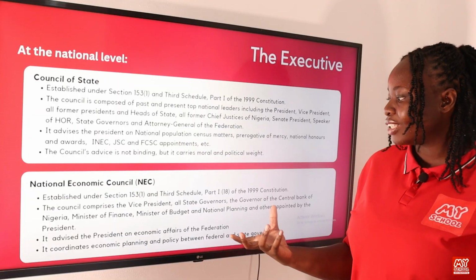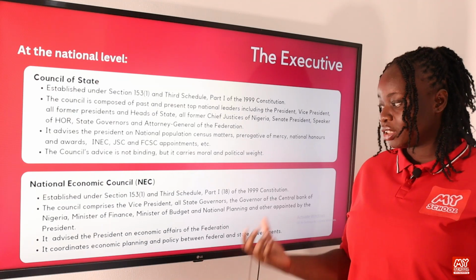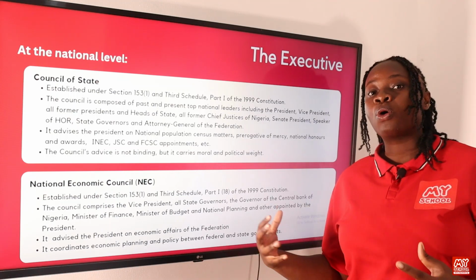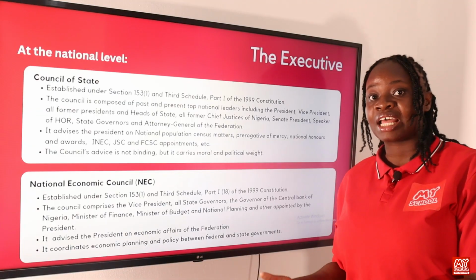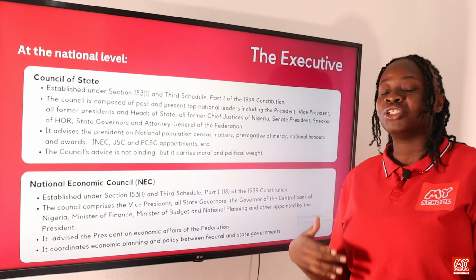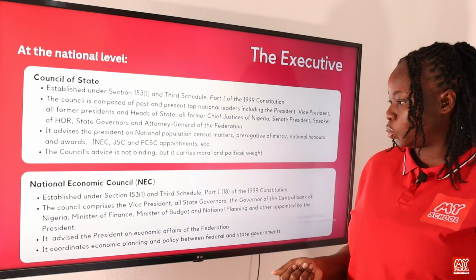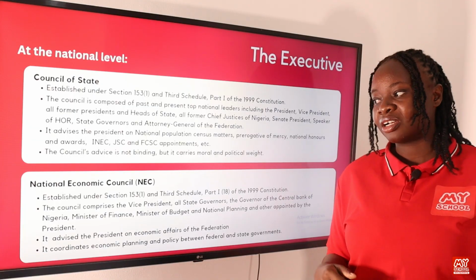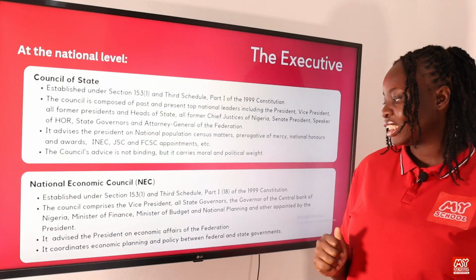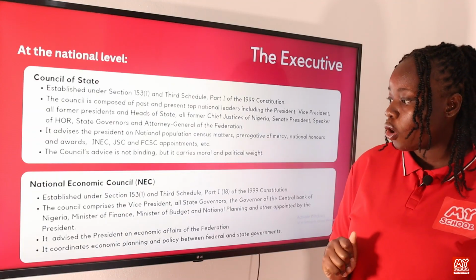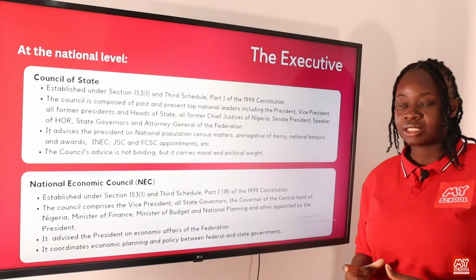So you can see that all state governors are members of this council. The reason for this is that they have to all come together to discuss how to move the country forward, based on the resources that are available in each of the states and based on the capacity that they can provide to help improve the economic situation. The governor of the Central Bank of Nigeria is also there, and the Minister of Finance, Minister of Budget and National Planning. So they all coordinate economic planning and policy between the federal and the state governments.